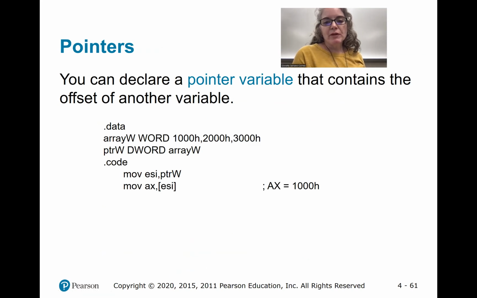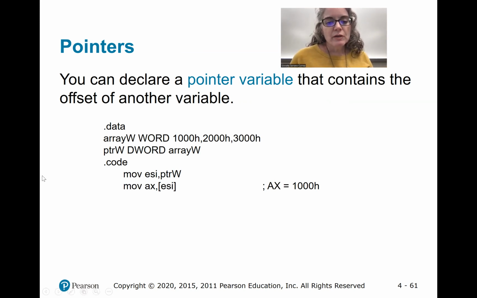Pointers. You can declare a pointer variable that contains the offset of another variable. Remember, you can declare a pointer variable that holds the address of another variable. That's what the word offset means. So here we have array W, word. This array contains these 3 elements, and this pointer here points to this array. So you can get to this 1000 here by saying array W, or you can get to the 1000 by saying pointer W. Either one's going to get you to the same place.